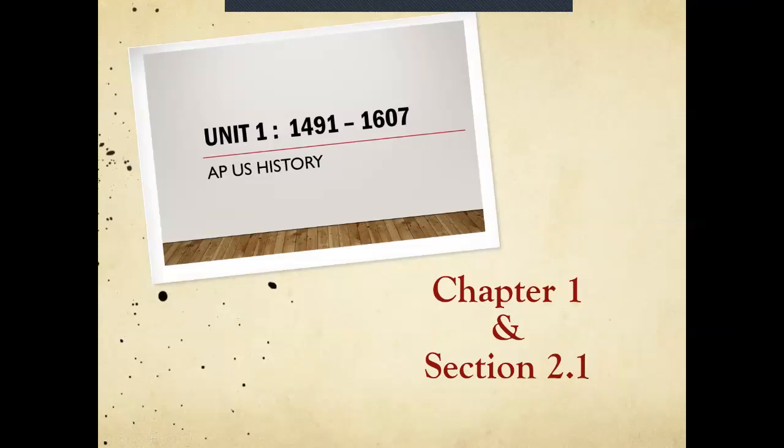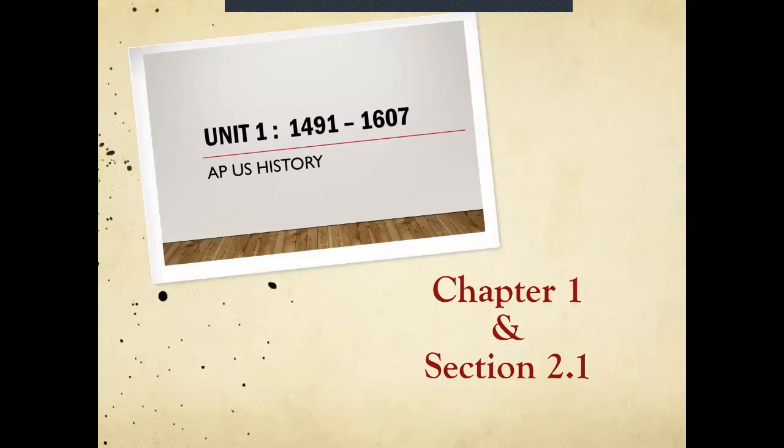You can see that I've got the first unit there, and notice the dates for this time period. We've got 1491 to 1607, and there's a reason why they have chosen these dates. We would maybe think of these as anchor dates, dates that would be significant in some ways.